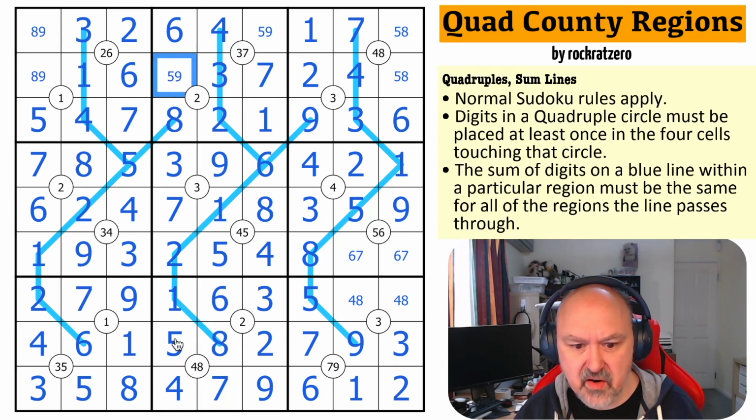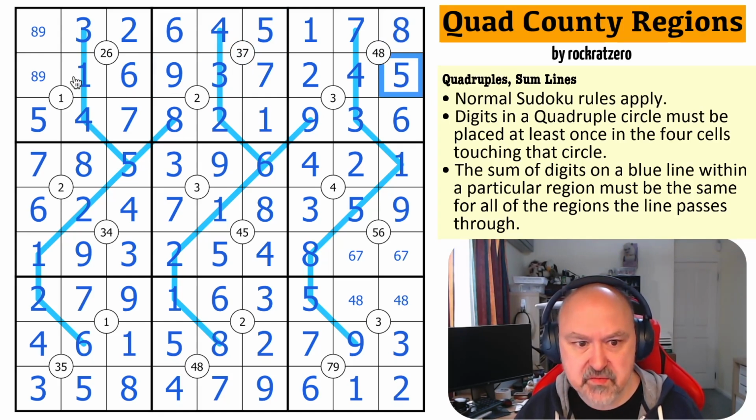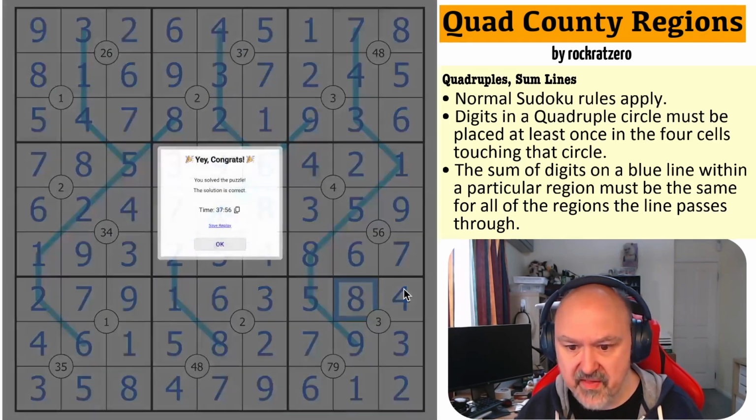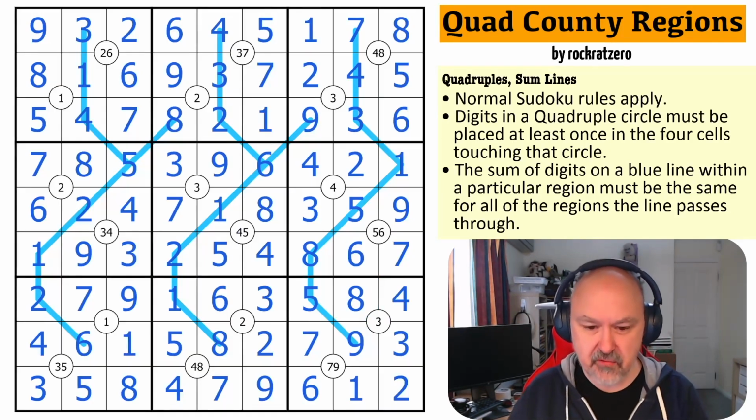These are 5, 8, 9, but I'll use that 5 to make that 9, that 5, which makes that 8 and that 5, which the 8 looks across, making that 9 and that 8. The 7 looks down, making this 6 and this 7, and the 8 looks down, making that 4 and that 8, and that is the correct solution to Quad County Regions by rockratzero.